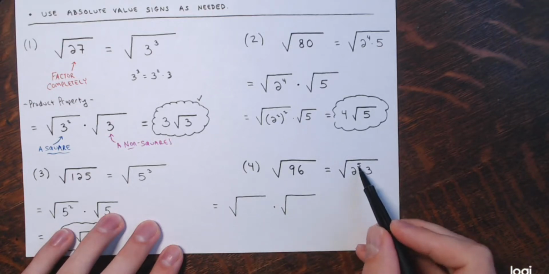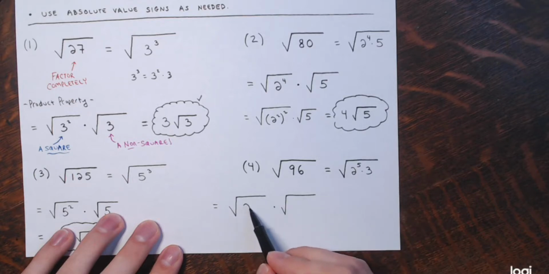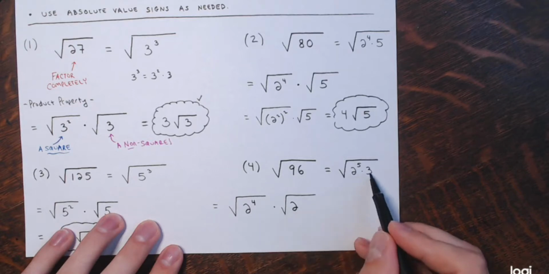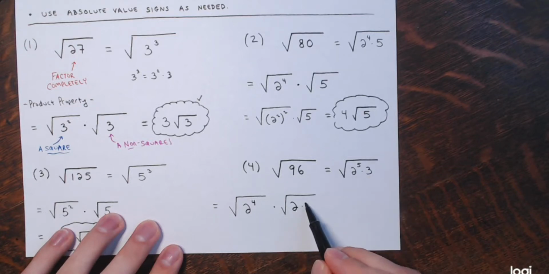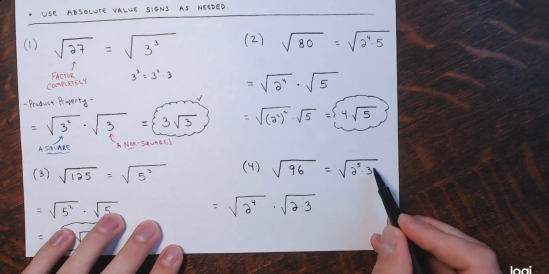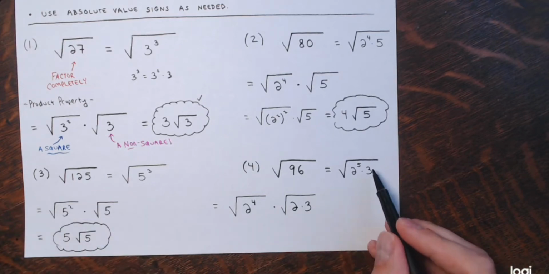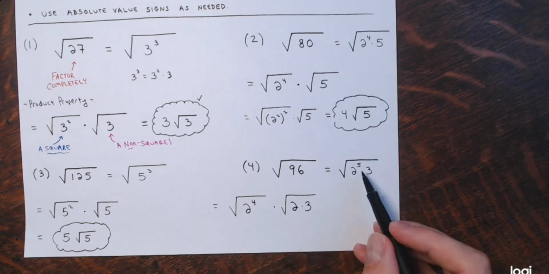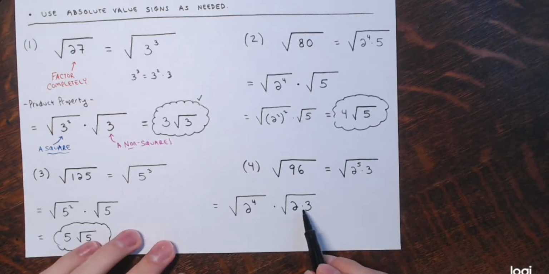So 2 to the 5th, right? That's 2 to the 4th times 2 to the 1st. That's 2 to the 5th, right? And then you got 3 to the 1st, so that's not a square, right? 3 to the 1st, and you can't pull any squares. If that was 3 to the 3rd or 3 to the 5th or whatever, you could pull some even powers out, but it's just 3 to the 1st, so that's going to go in the non-square category.